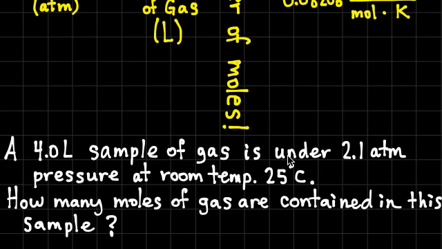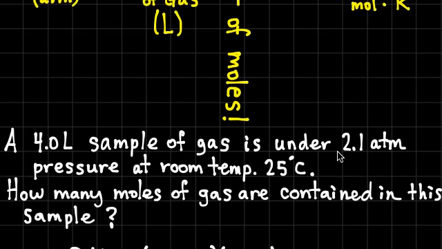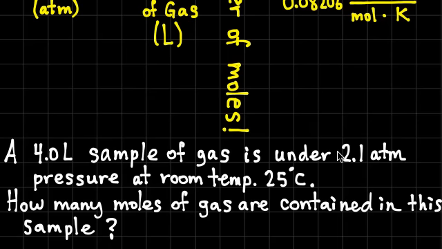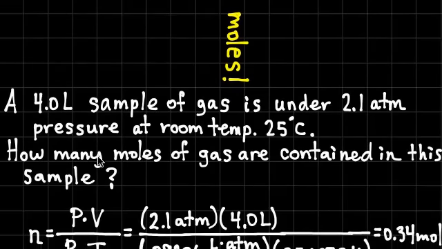Could be oxygen, nitrogen, carbon dioxide, sulfur hexafluoride is a little bit big, but the larger the gas is, the less ideally it behaves. 2.1 atmospheres of pressure, 25 Celsius is the temperature, 4 liter volume. So how many moles of gas are in this container?